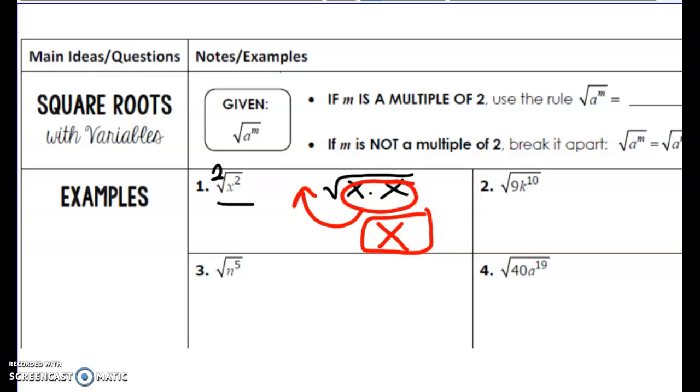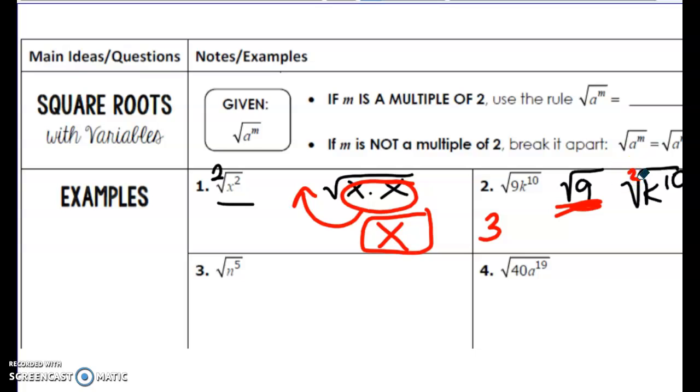It says the square root of 9 times k to the 10th. So I'm going to pull that apart, and I'm going to have the 9 here and the k to the 10th here. A couple different ways to think about it. Let's just start right here. What is the square root of 9? Yeah, that's 3. Okay, now this over here, k to the 10th, and it's the square root.